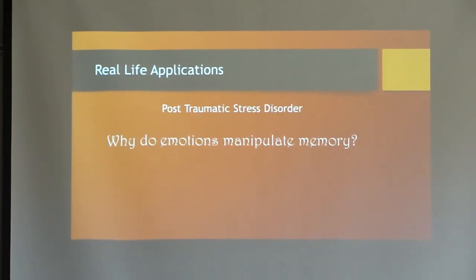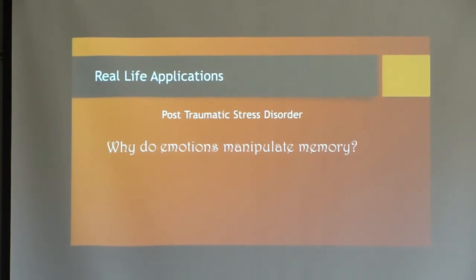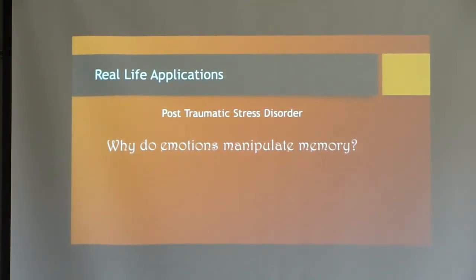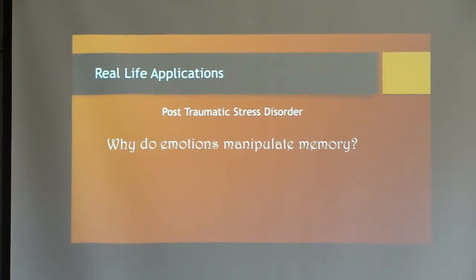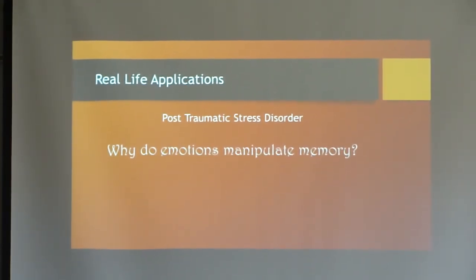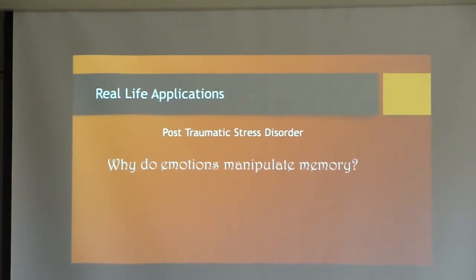So why do emotions manipulate memory? Because post-traumatic stress disorder is from these emotions. It's caused because the emotions keep the memory recurring, then it causes anxiety and everything else. Emotions manipulate memory because that is how memory is remembered.